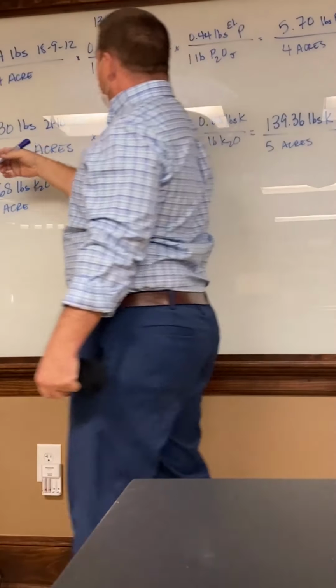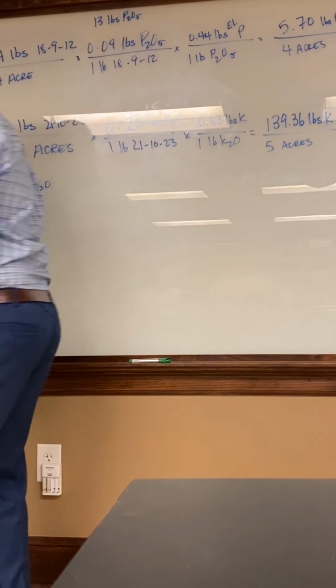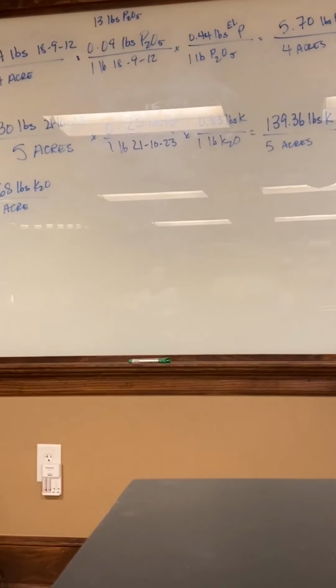And so now we have 13 pounds of P2O5, and 1 acre times 0.44 pounds P and 1 pound P2O5.